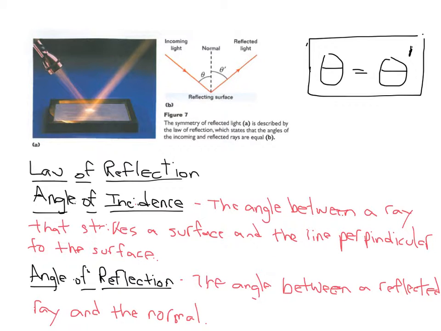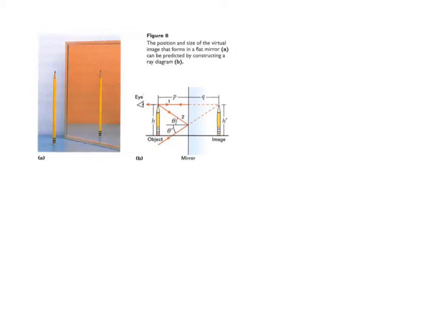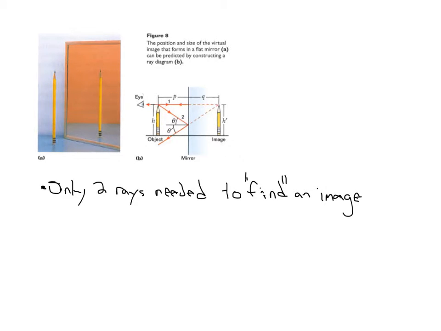What does it mean? Well, let's take a look at how an image is formed in a flat mirror. So let's take a look at a pencil that's in front of a mirror like this. A couple things about images. To find an image in a mirror, one only needs to draw two rays. Only two rays of light are needed to, and I put this in quotes, find an image.